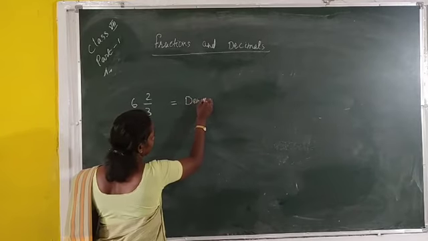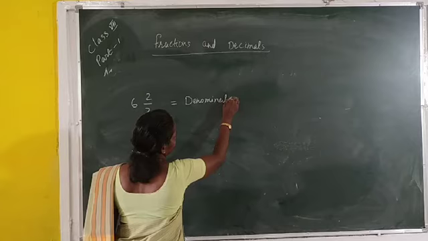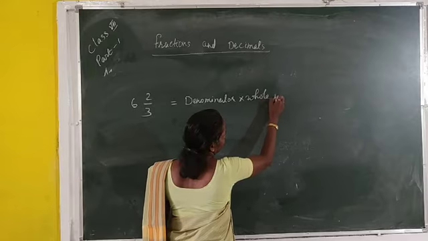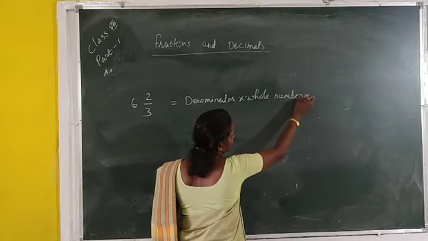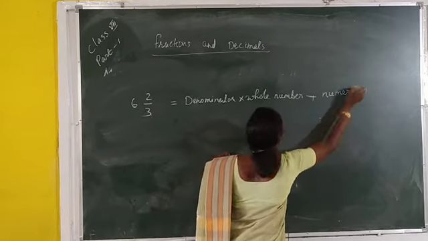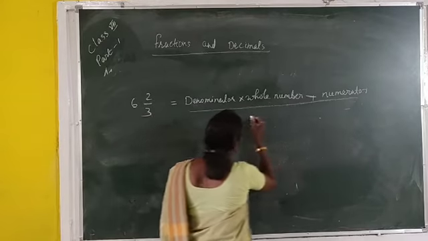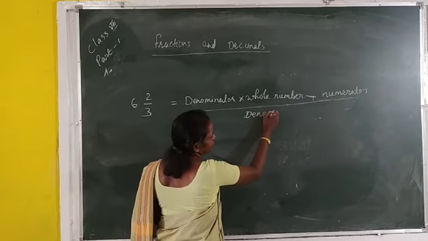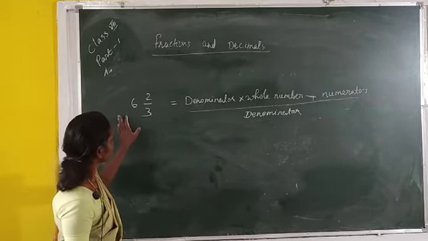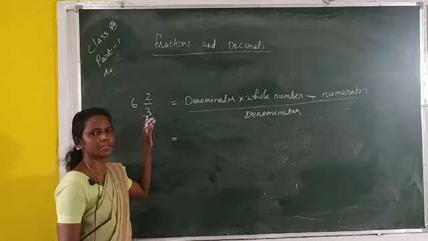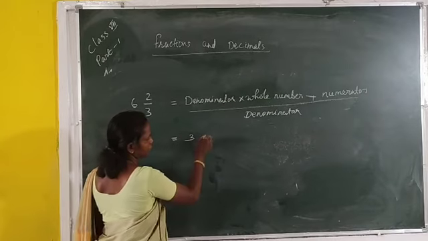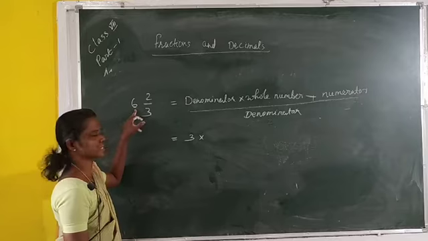denominator multiply whole number, plus numerator, by denominator. Look here at this mixed fraction. What is the denominator? Here the denominator is 3. So 3, then multiply the whole number. Which number is the whole number? 6 is the whole number.